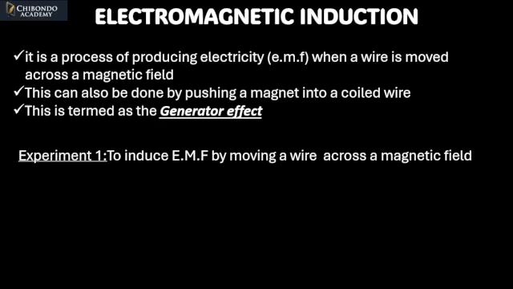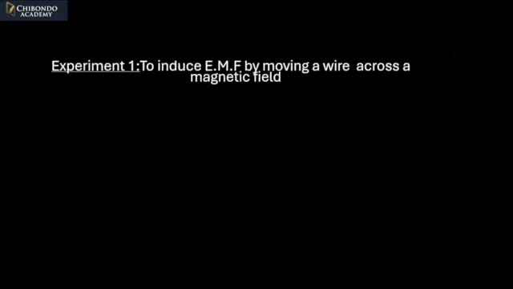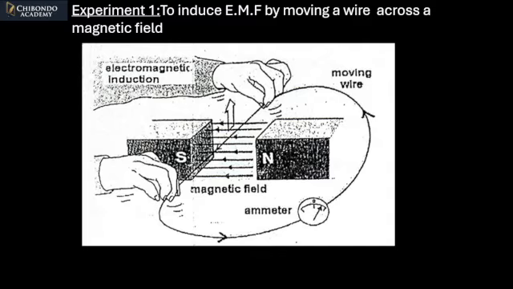So to understand this better, let's have a look at two different experiments, where we'll be inducing electromotive force in a wire in two ways. The first way, we'll be moving a wire across a magnetic field, or we'll be moving a magnet towards the wire. So let's start with inducing electromotive force by moving a wire across a magnetic field.